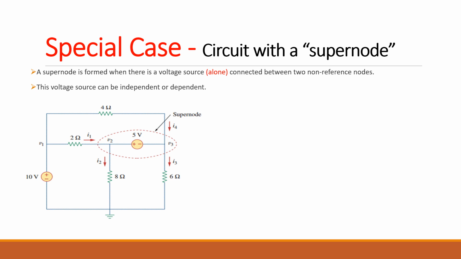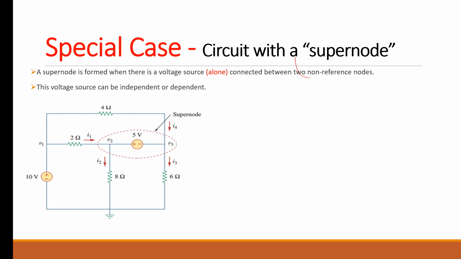Now let's see how to solve a question when we have a supernode. A supernode is formed when there is a voltage source alone connected between two non-reference nodes. When you look at this question, if we follow the same steps that we have learned so far, we first need to identify nodes. A node is a place where you have more than 3 branches connected.